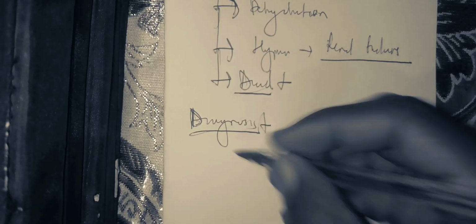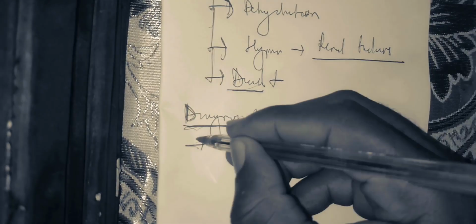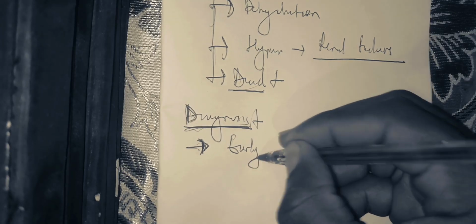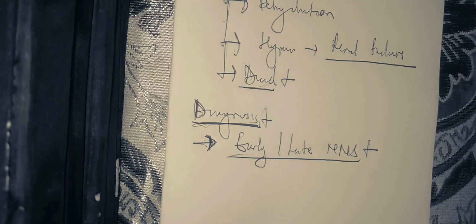So the next one is, how do you make a diagnosis? How do you write your diagnosis of neonatal sepsis? In writing your diagnosis of neonatal sepsis, the first point you have to bring out is you say if it is early onset or late onset neonatal sepsis.